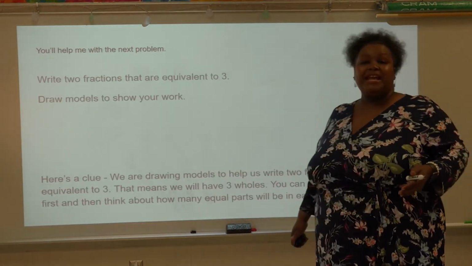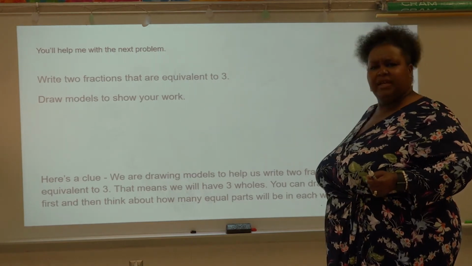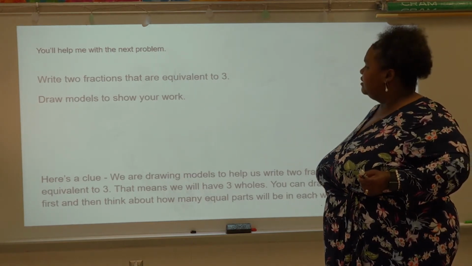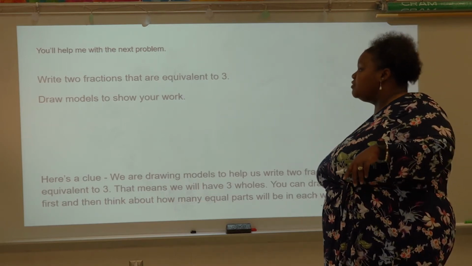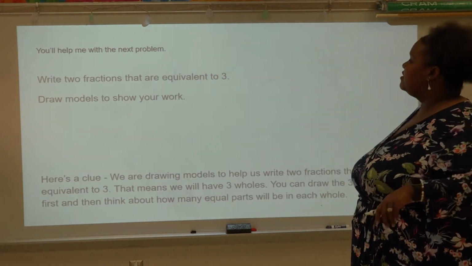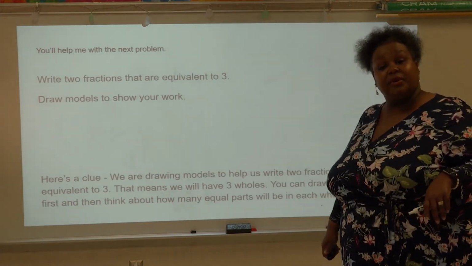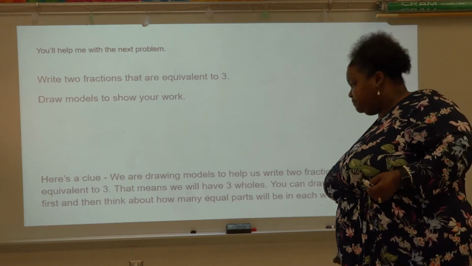You'll help me with the next problem, please. Write 2 fractions that are equivalent to 3. Now, when I say 3, the whole number 3. Draw models to show your work. 2 fractions that are equivalent to 3. Draw models to show your work.